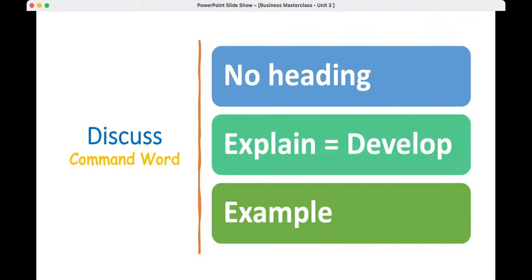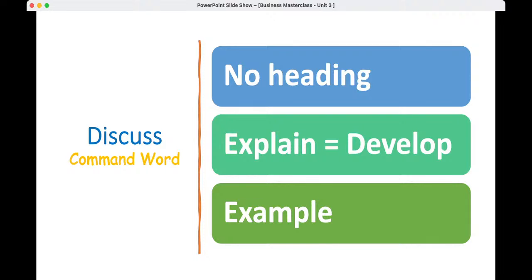But what we're told as examiners is that there shouldn't be a heading for the command word discuss. So what students have to do is mention what they would normally have stated as their heading in the first sentence, and then explain their answer. An example is very good to use. So with the command word discuss, you shouldn't have a heading, but you should put whatever you're going to discuss in your first sentence.